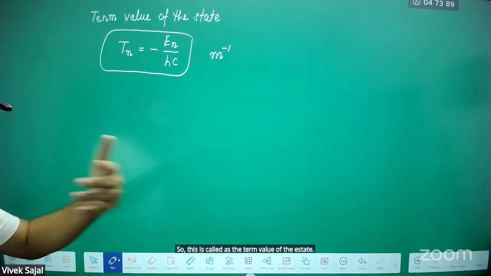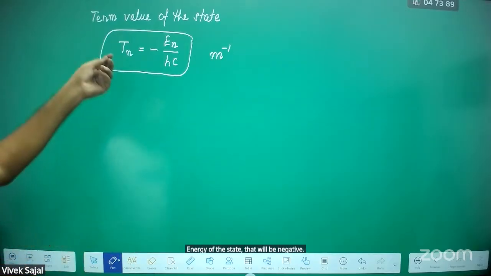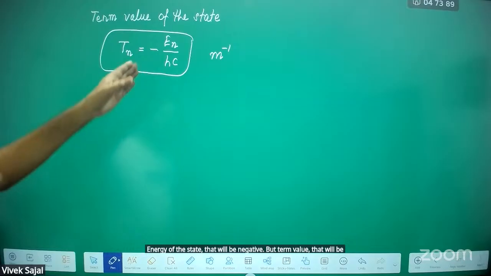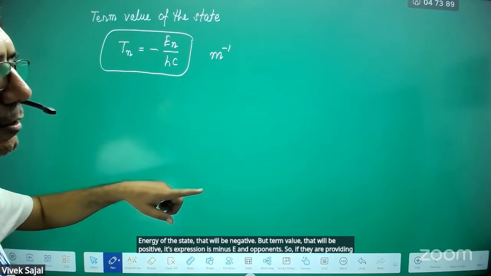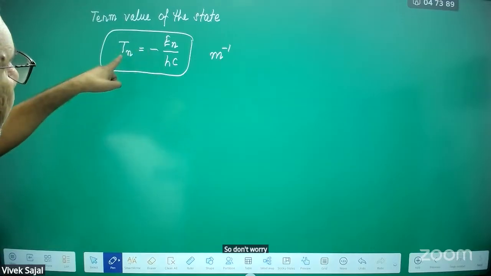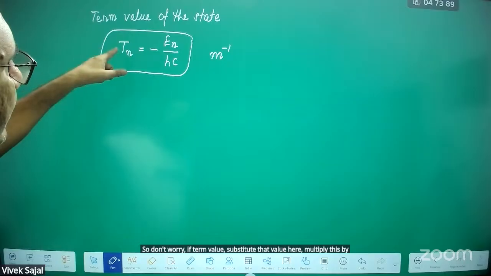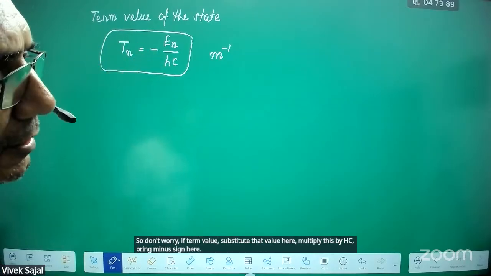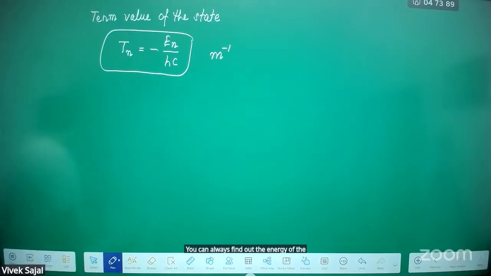Sometimes they are talking in terms of energy of the state, that will be negative. But term value will be positive. Its expression is minus En upon hc. So if they are providing you the term value, don't worry. Substitute that value here, multiply by hc, bring the minus sign here, and that will be En. So if you know the term value, you can always find out the energy of the nth state or any other state. ठीक है? This is the energy beta.